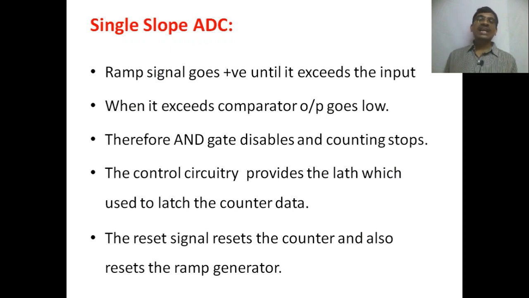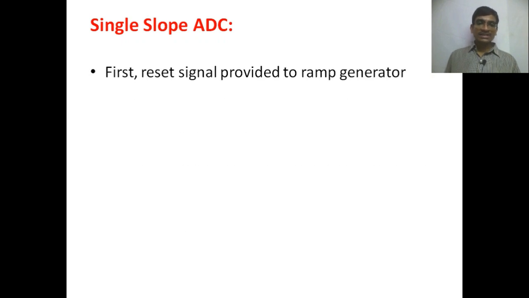So this timing circuit will latch the output to the decoder circuit, reset the counter, and thereafter reset the ramp signal also. These three things will be done by the timing circuit. Let us see the operation once again using the diagram.